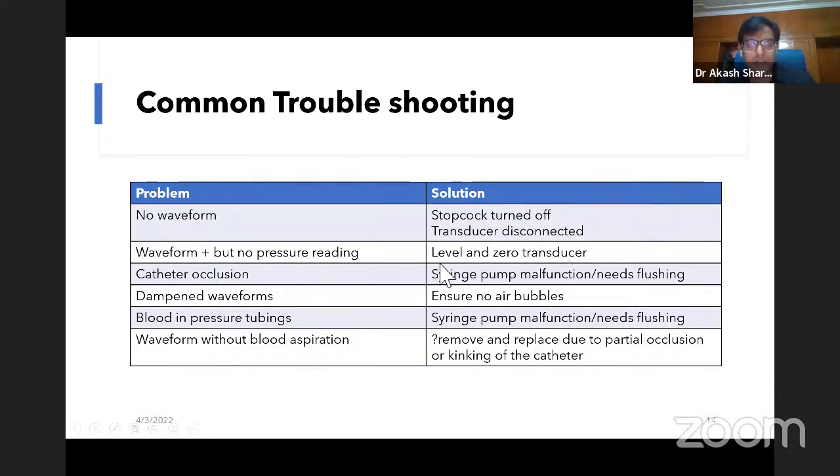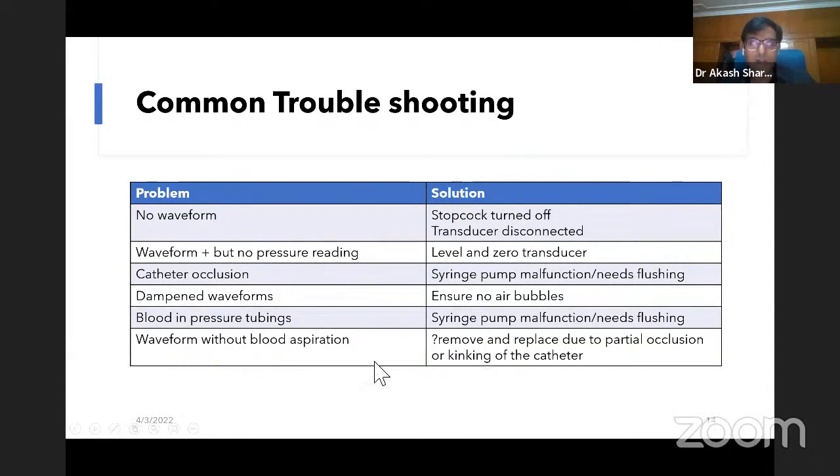If there is catheter occlusion, the syringe pump through which Heplock is going might be malfunctioning, and it might need some flushing. We have already seen that if there are dampened waveforms, you have to ensure that there are no air bubbles. If you can see blood in the pressure tubings, it again suggests that adequate pressure from the other side is not being provided, that the Heplock solution is not going properly.